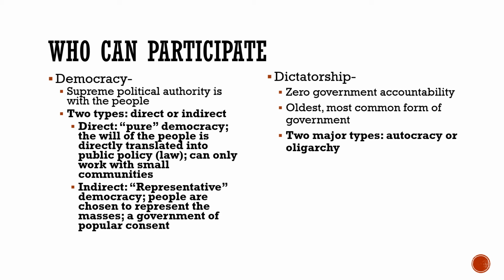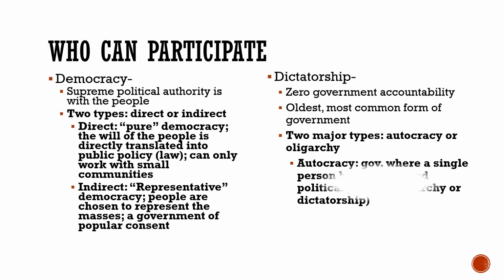There are 2 major types. There's an autocracy or oligarchy. Okay? An autocracy is where a single person or individual holds unlimited political power, which would be seen as a monarch or a dictatorship. We'll go into autocracies further when we look at authoritarian versus totalitarian. Just hold on for that for a moment, but know that autocracies can be broken down even further.